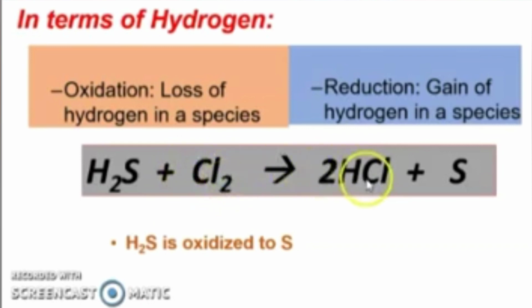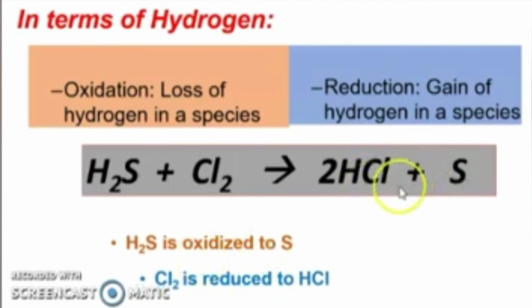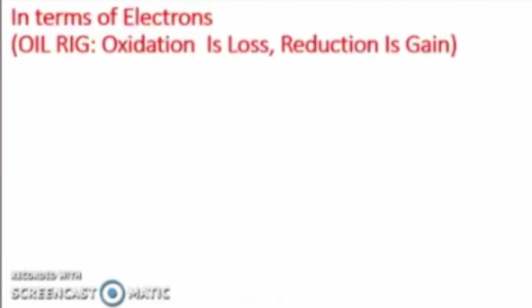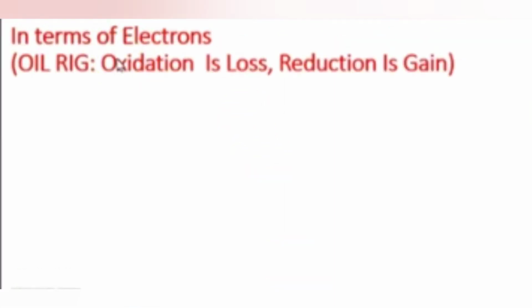Now let's take a further look at chlorine. Chlorine is now having the hydrogen, is it not? Yes. So we say chlorine is reduced to hydrogen chloride. Why? Because it gained hydrogen. So take note of the definition of this reaction in terms of hydrogen.